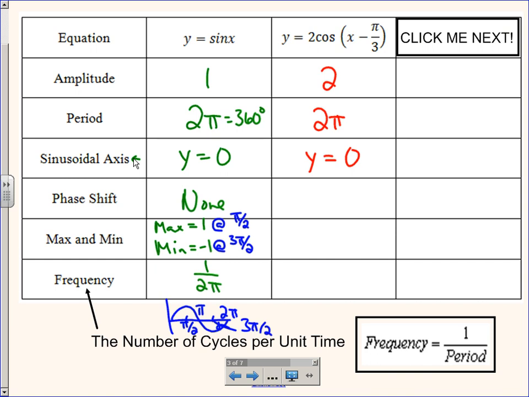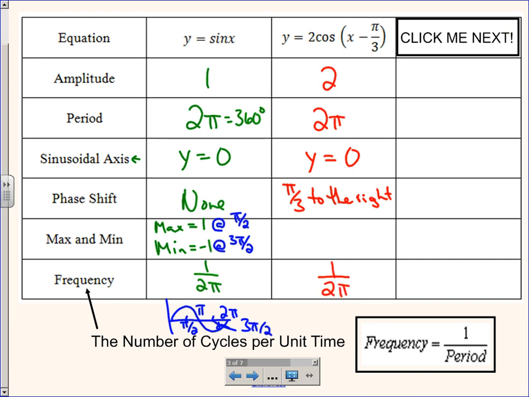There is a phase shift. The phase shift happens because of that pi by 3. So this whole graph is moving pi by 3 to the right. Remember, everything that happens in the brackets goes the opposite direction of what the sign suggests. So since it's a minus, we're going to the right. Let's do frequency, that's easier, 1 over 2 pi.